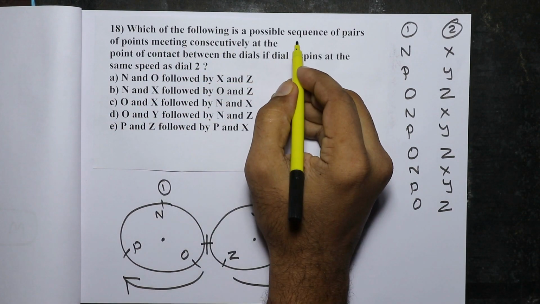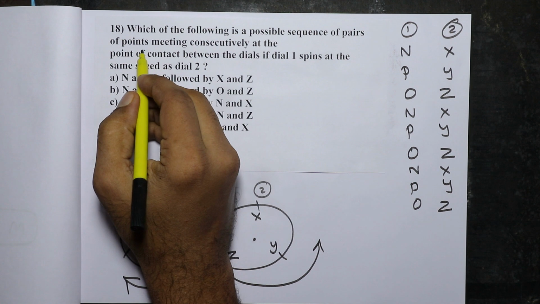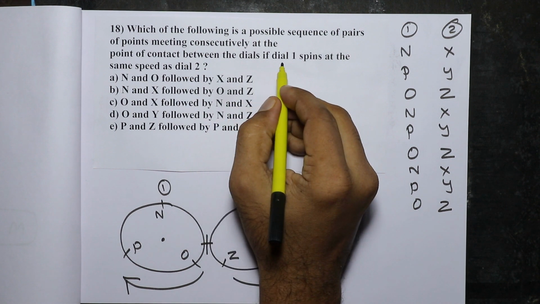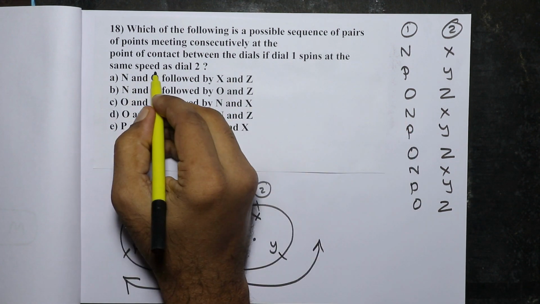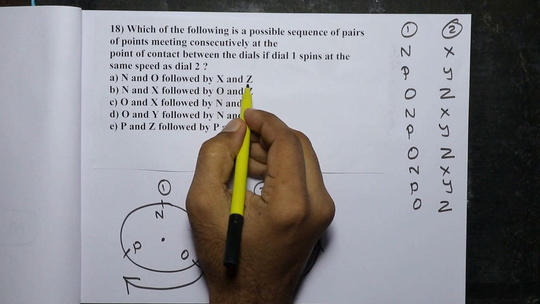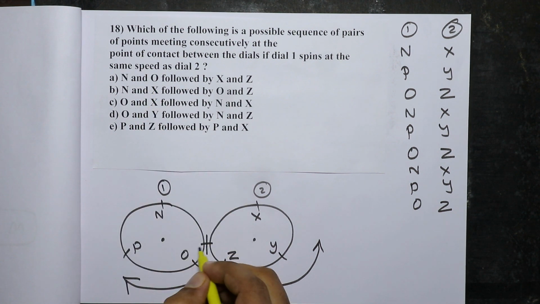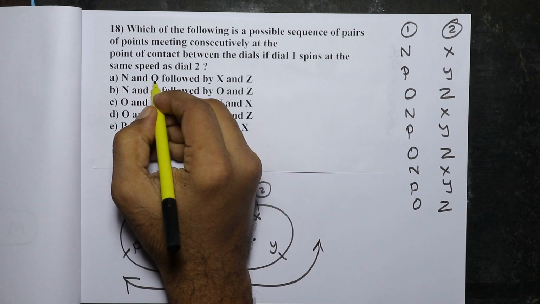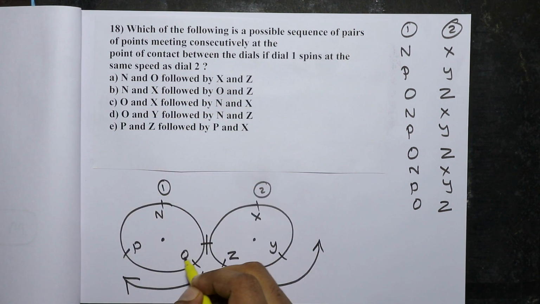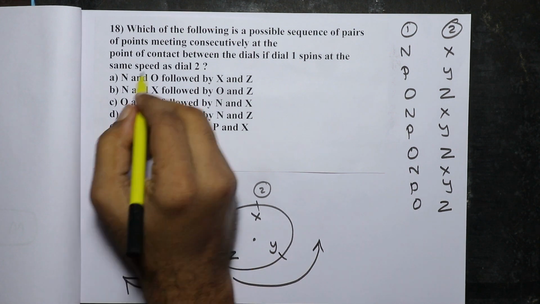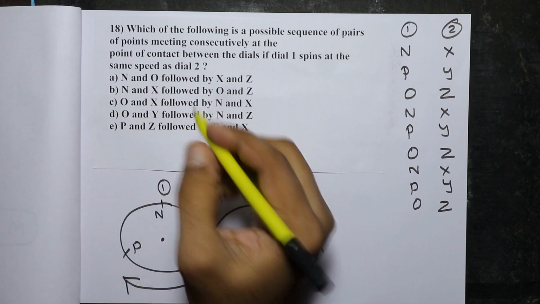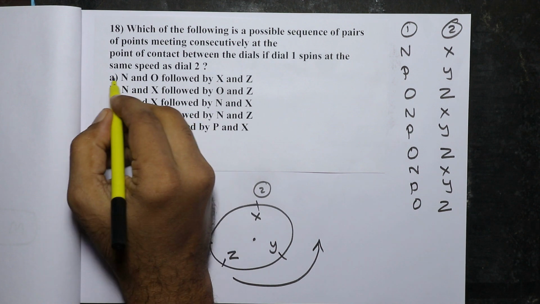Which of the following is a possible sequence of pairs of points meeting consecutively at the point of contact between the dials if dial 1 spins at the same speed as dial 2? So N and O followed by N, X and Z. N and O means in dial 1 it will be N and in dial 2 it will be O. So we'll see if this is possible. N and O. Now both N and O are in dial 1. That is not possible. A pair of points means one will be from dial 1 and the other will be from dial 2. N and O are both from dial 1, so obviously they cannot meet. So A is wrong.